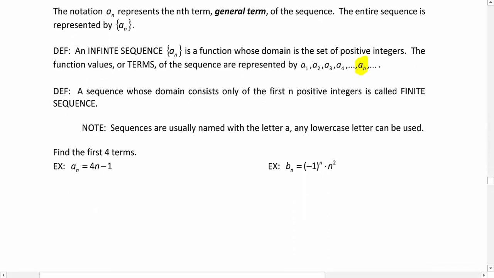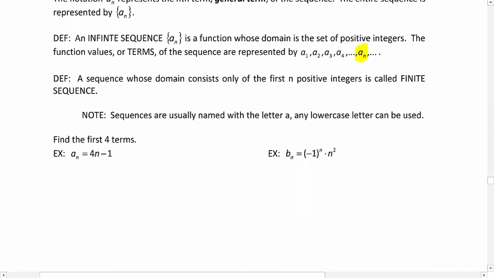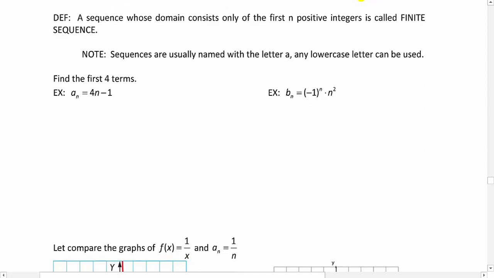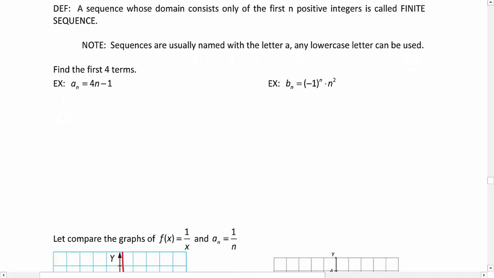A sequence whose domain consists of only the first n positive integers is called a finite sequence. So an infinite sequence goes on forever, while a finite sequence only has so many numbers. Please note that sequences are usually named with the letter A, but any lowercase letter can be used. Let's practice finding the first 4 terms of the 2 sequences listed here.